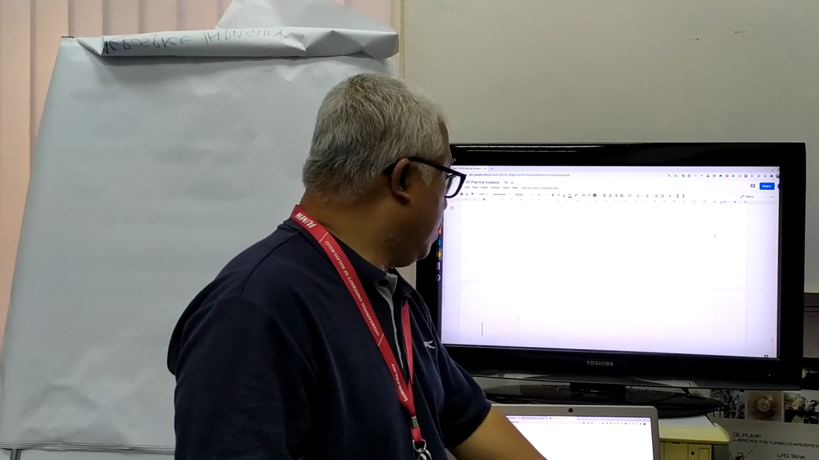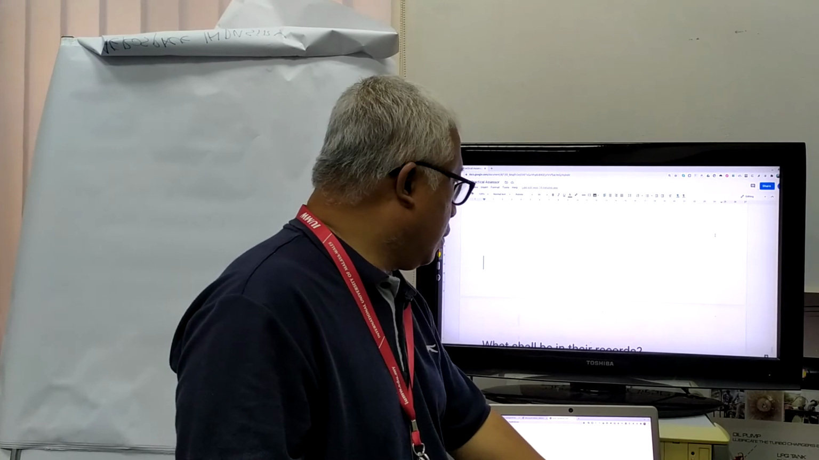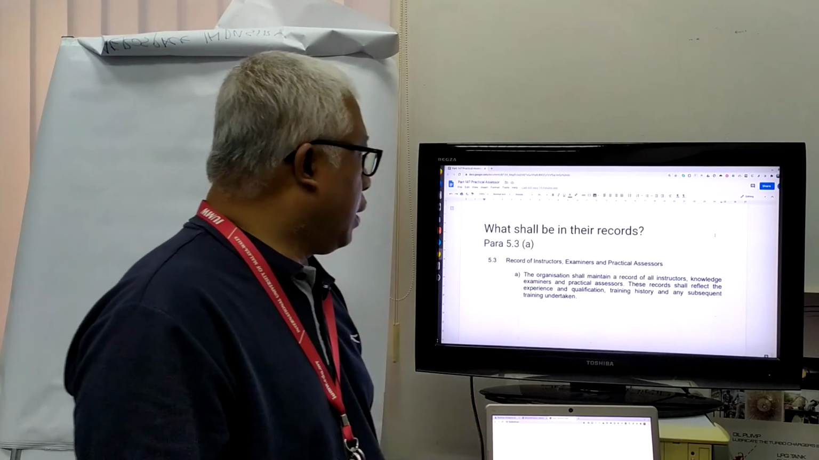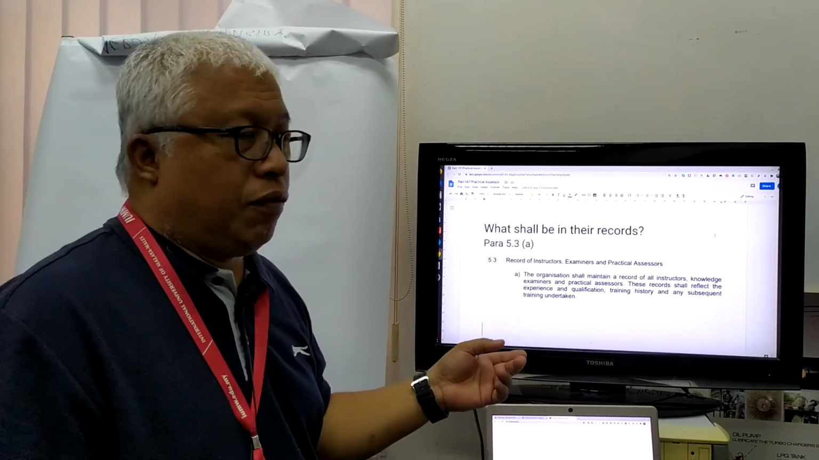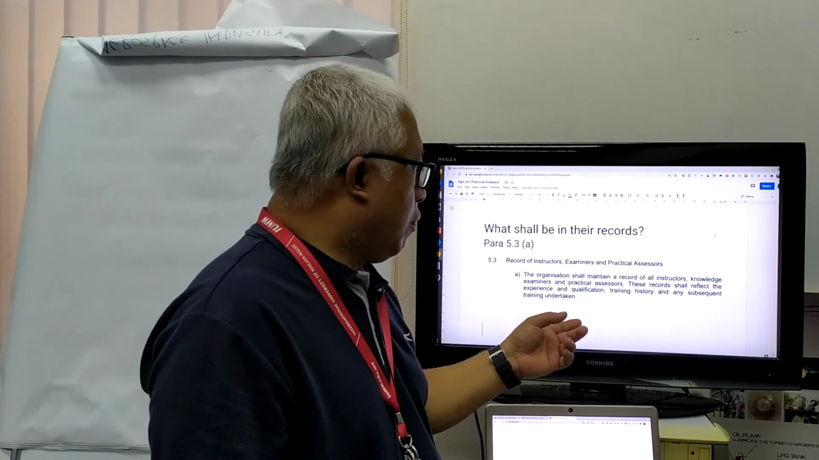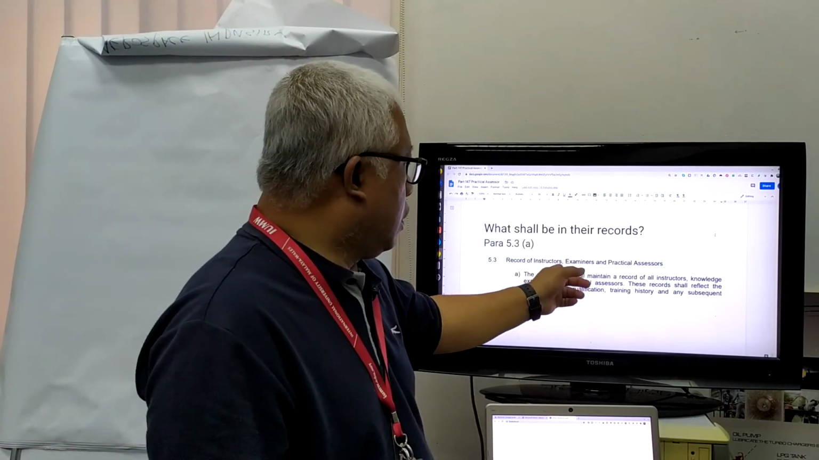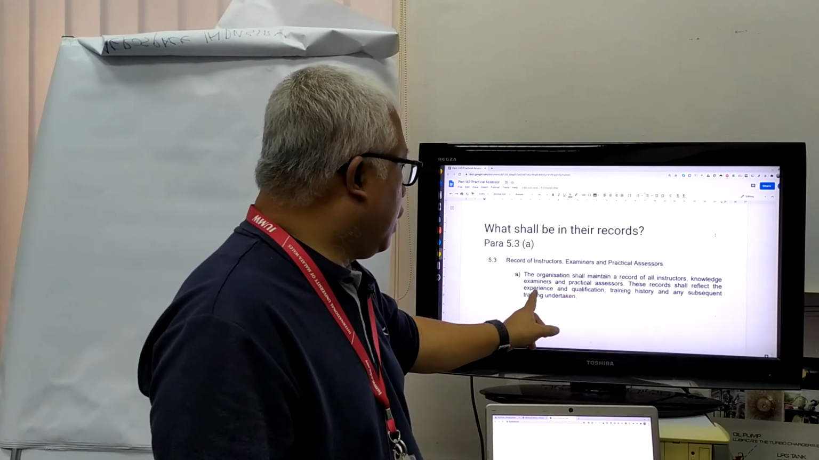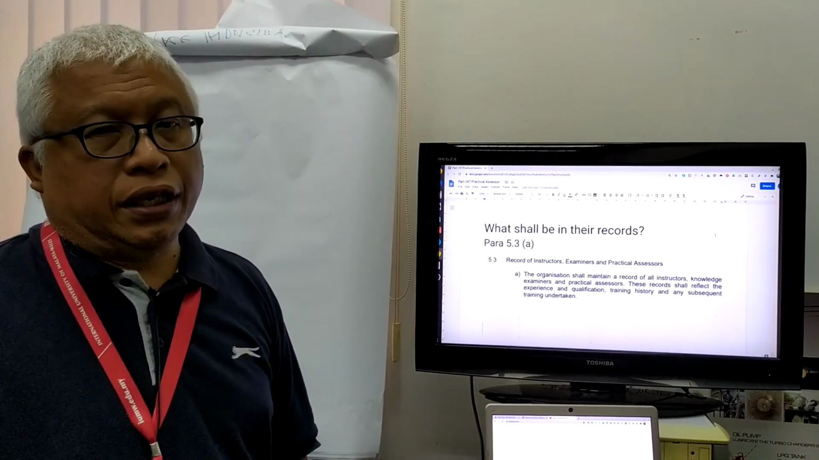Then there's the last one. What should be in the record? Go to paragraph 5.3a of CM Part 147 Notice 1201. So 5.3 records of instructors, examiners and practical assessors. This record shall reflect experience, qualification, training history, and subsequent training undertaken, and the current training.